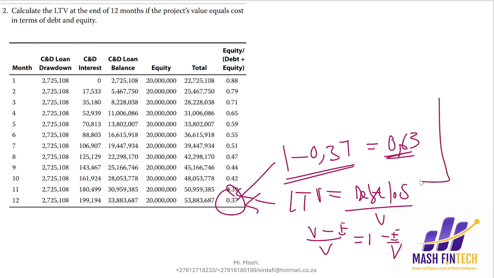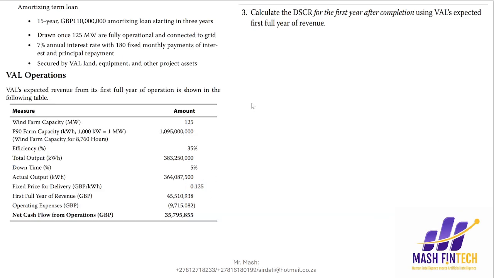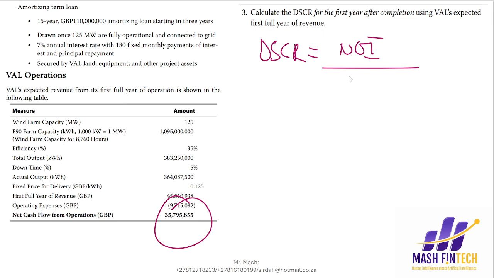We'll do these questions together and then calculate the debt service for the first year after completion using VAL's expected first year of revenue. With the expected first year of revenue, you have the net operating income, and with the debt service coverage ratio, what you want is the net operating income. Then you divide by what? The debt service. You divide this by the debt service. The net operating income is given.